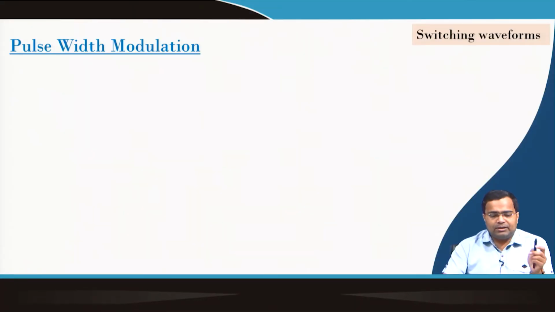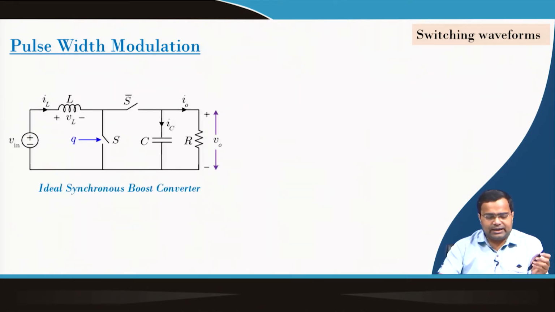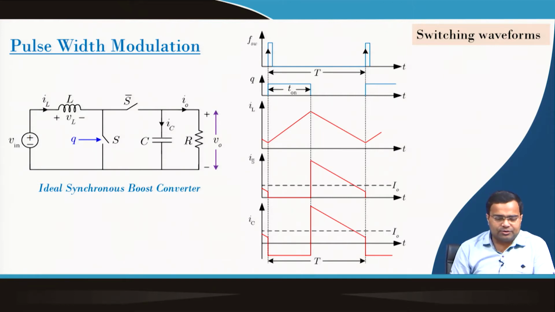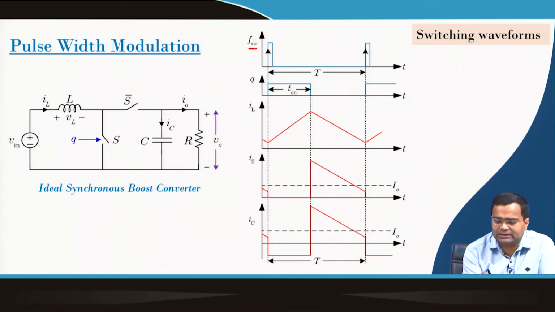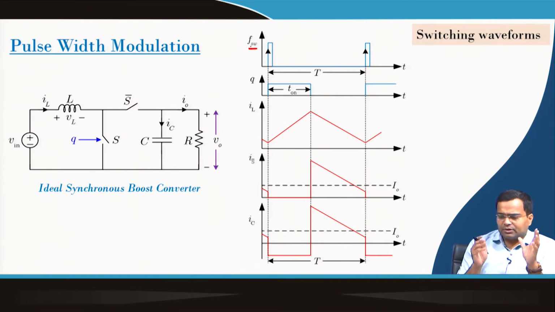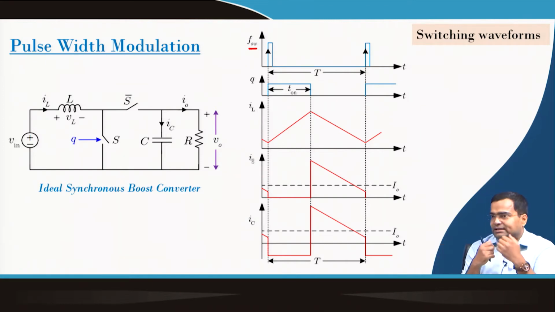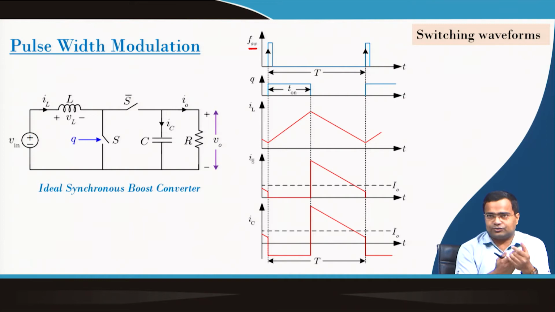So, in pulse width modulation technique, as the name implies, if we take an ideal synchronous boost converter and draw the waveform of this boost converter, where this FSW is the external clock with fixed switching frequency. This clock is coming from externally, or it can be generated inside the controller, and this clock can sometimes come from externally so that we can sync this clock with the other converter also.